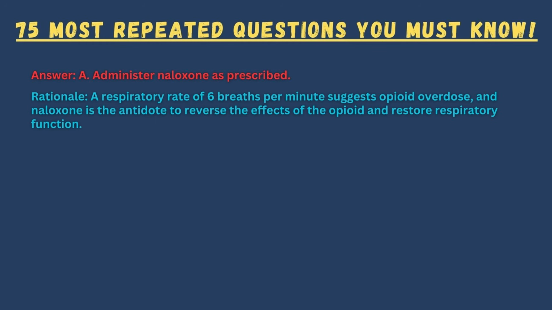Answer: A. Administer naloxone as prescribed. Rationale: a respiratory rate of 6 breaths per minute suggests opioid overdose, and naloxone is the antidote to reverse the effects of the opioid and restore respiratory function.